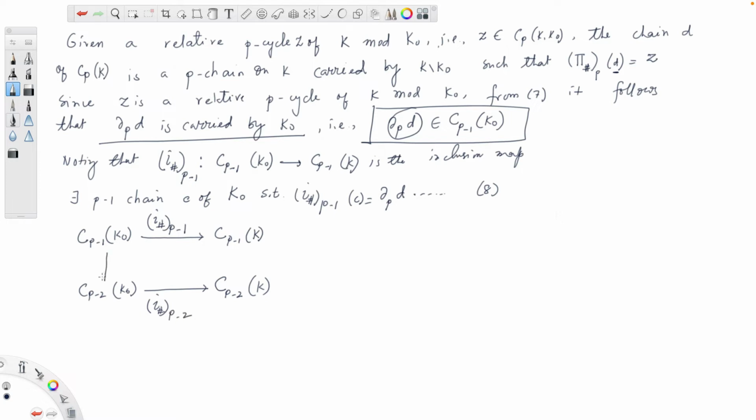Then there is the boundary map ∂_{p-1}, and this is working in the complex K0, so that's why I put a superscript K0, and here this is ∂_{p-1} superscript K. Okay, this square commutes.